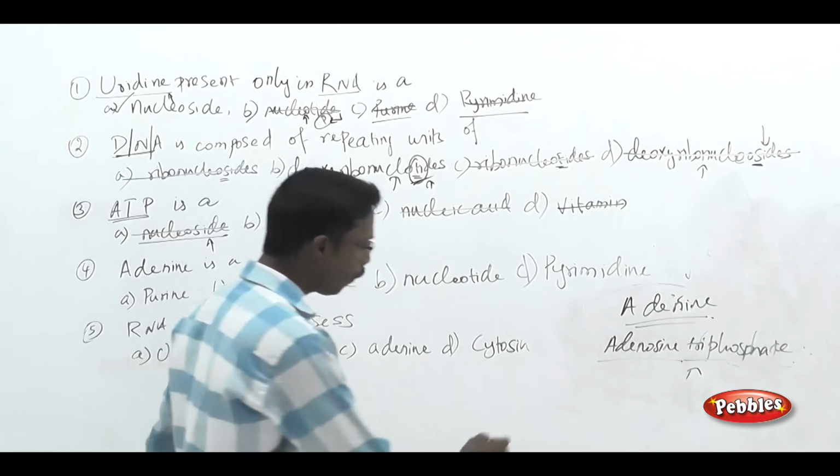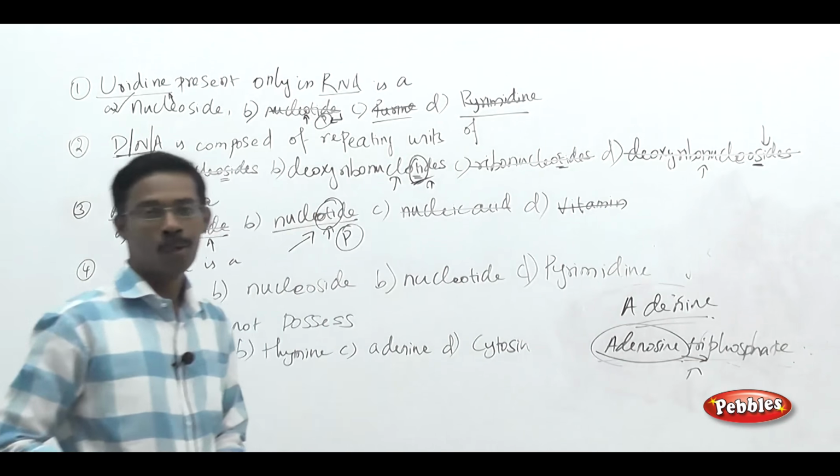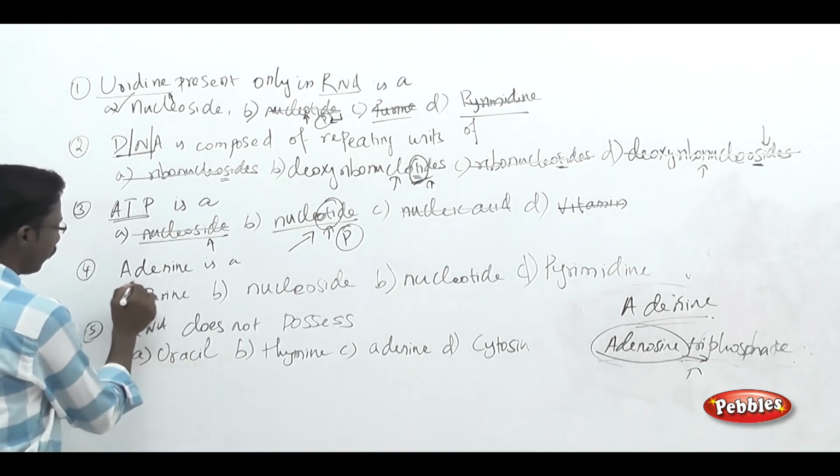Just the term adenosine is a nucleoside. Adenosine triphosphate is a nucleotide. Okay. Now see the next question.